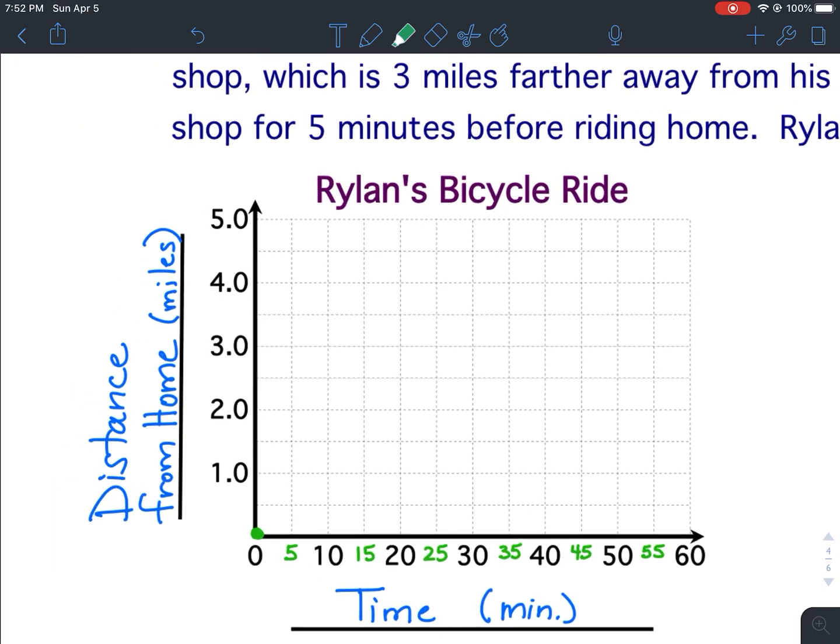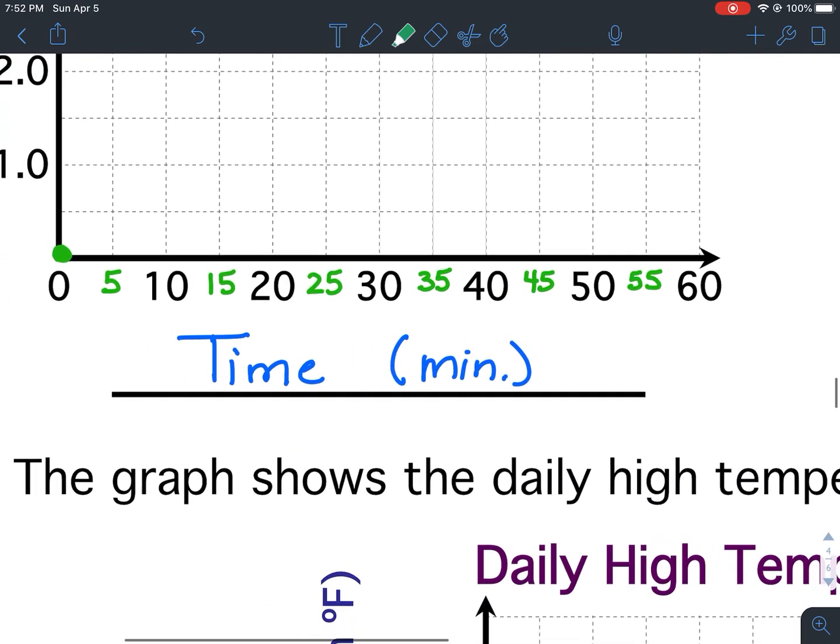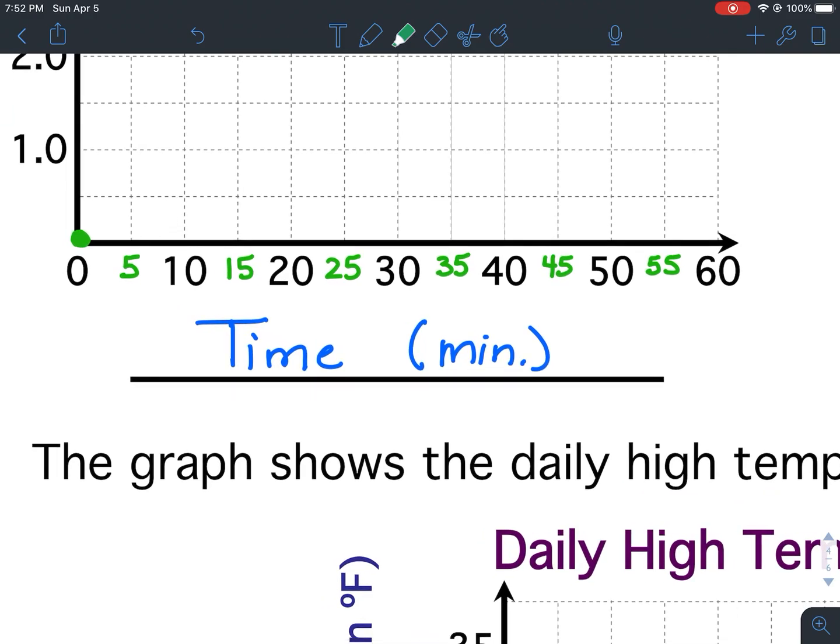Okay, so first of all, go ahead and put your distance from home. We have to label our x-axis and our y-axis. This is the y-axis, and the y-axis is our distance from home, which is in miles. And then the x-axis, that's talking about time, which is in minutes. And I went ahead and filled in the grid lines that did not have numbers below it because it's going by 5s. So you can pause your video and fill that in.